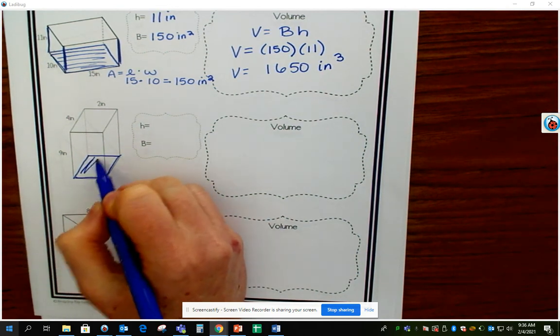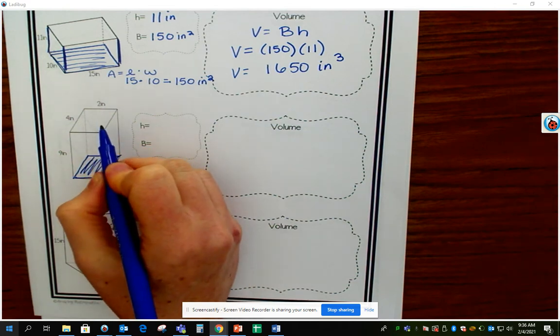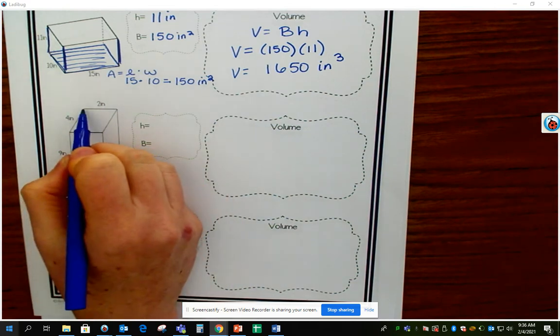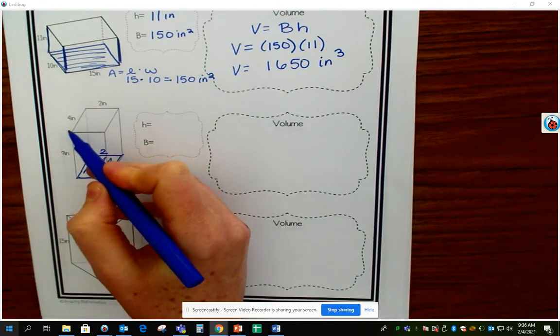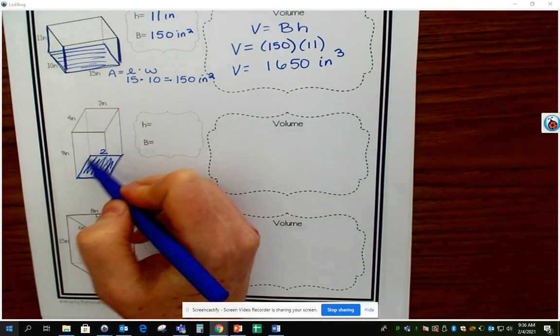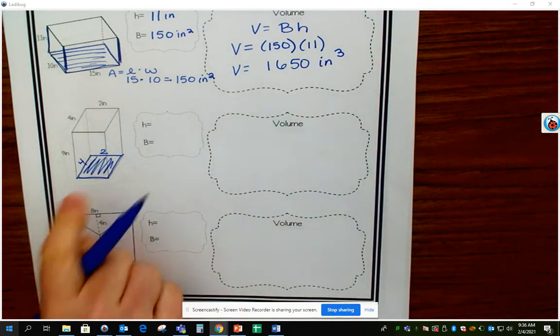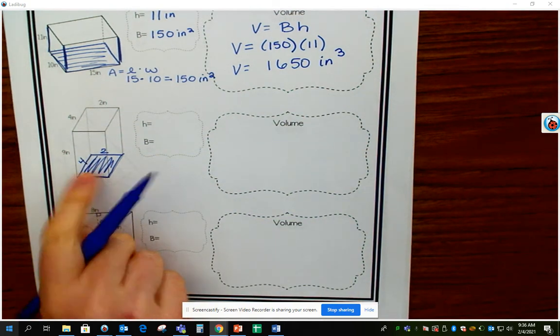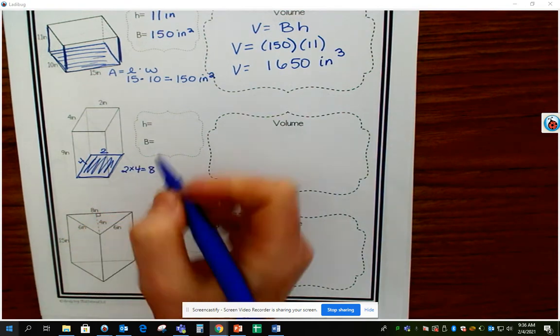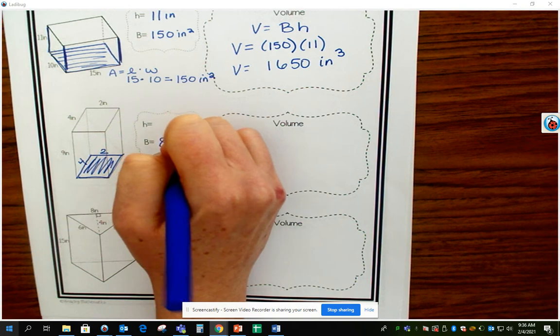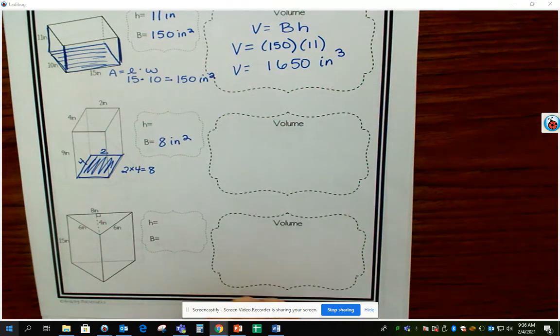Okay, and these dimensions that are here also apply here. So if this is 2 inches, so is this. And if this is 4 inches, then so is this. So that means that my base is 2 times 4, or 8 inches squared, area of the base.